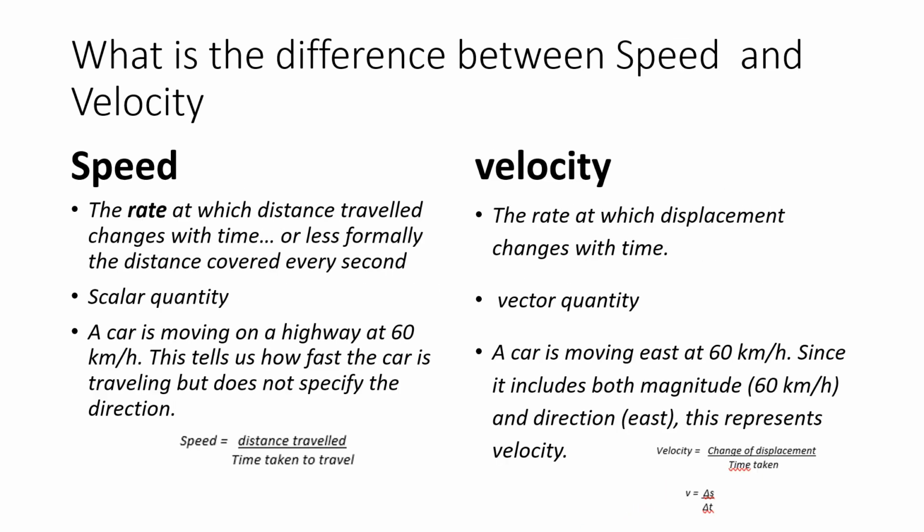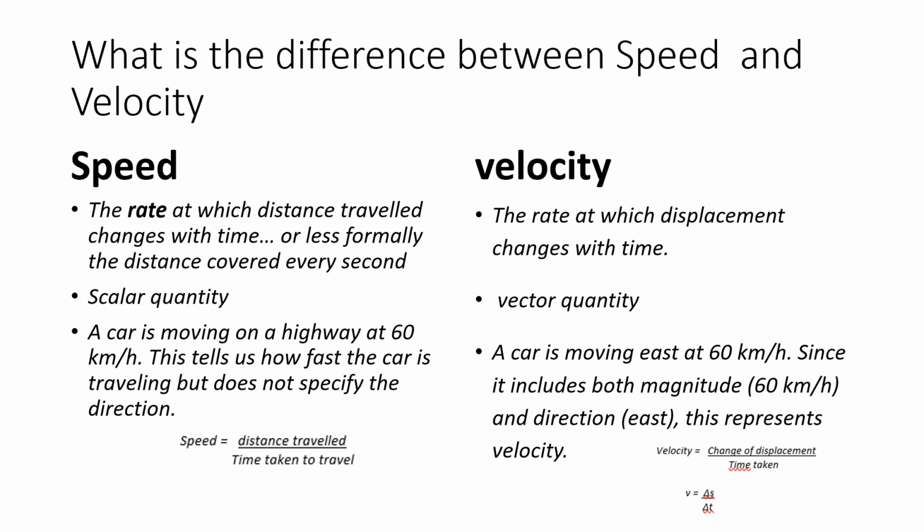Next is speed and velocity. Speed is nothing but the rate at which distance traveled changes with time, or we can say distance covered every second, that is speed. Velocity is nothing but the rate at which displacement changes with time. For speed, we mention only the magnitude, so it is a scalar quantity. For velocity, we mention both magnitude as well as direction, so it is a vector quantity.